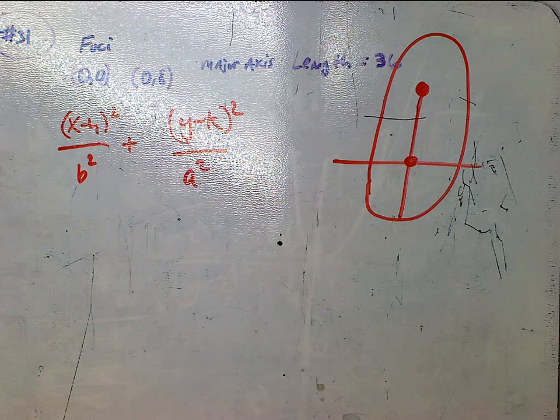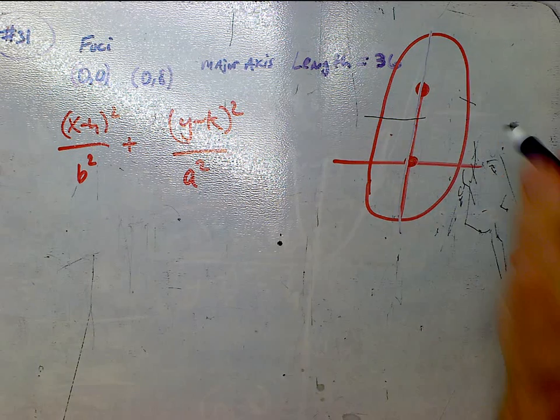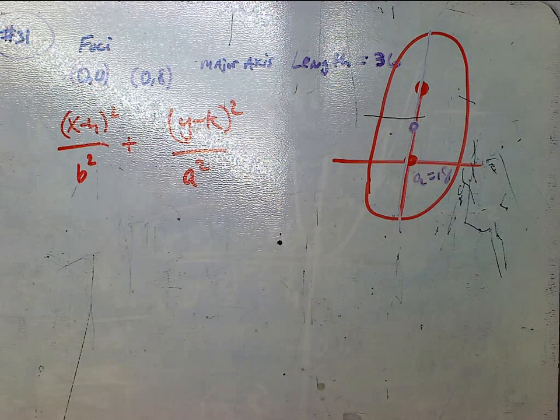Press pause and come back, see if you got it right. Alright, according to the last thing, we said the major axis is a total of 36, so A is equal to 18. So I'm going to put a squared as 18 squared, which I believe is 324, right there.